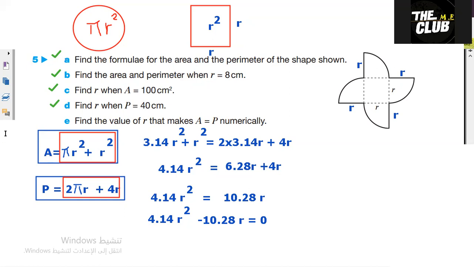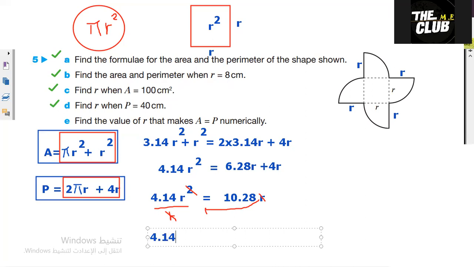Or I can do it in an easier way from this equation here. Now, this number here, the R is multiplied, so I can take the R by dividing here, meaning we take the R to the other side like this. So we get this all over R. Okay, and the R here cancels with one of the squares. So we have 4.14 R equals 10.28. Now I want to make the R the subject.